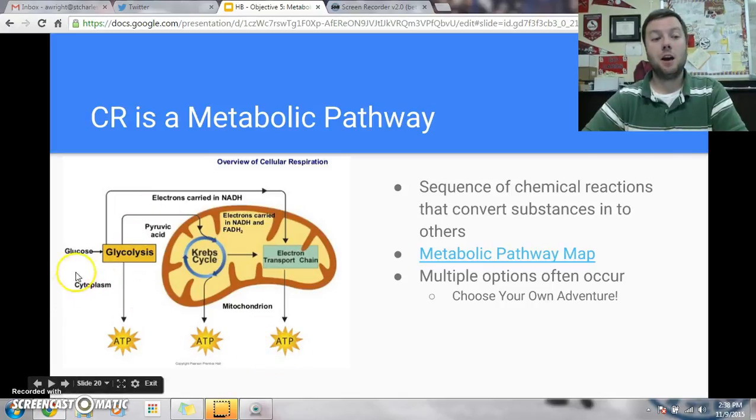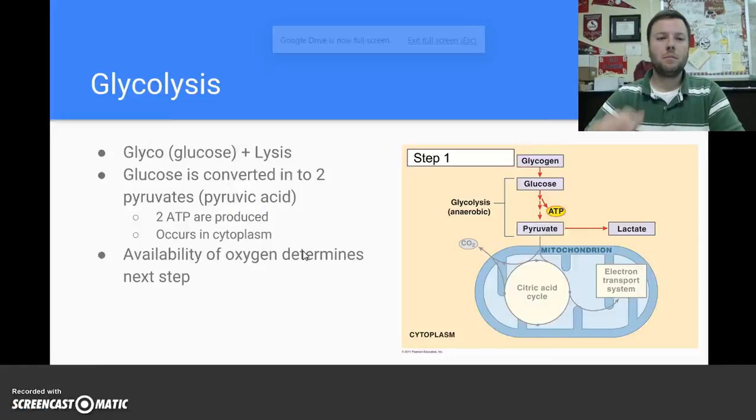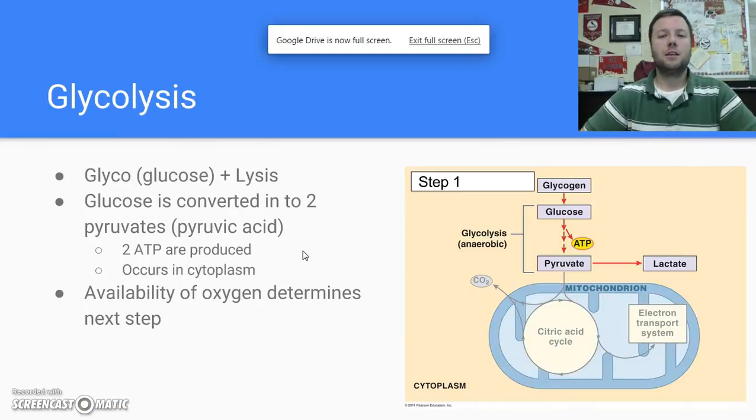Some things happen out in the cytoplasm, like glycolysis. Other things happen within the mitochondria, like the Krebs and the ETC. Again, you can see the products of this are the reactants for this. The products of this are the reactants of this. So again, it's a metabolic pathway. So let's talk about glycolysis.